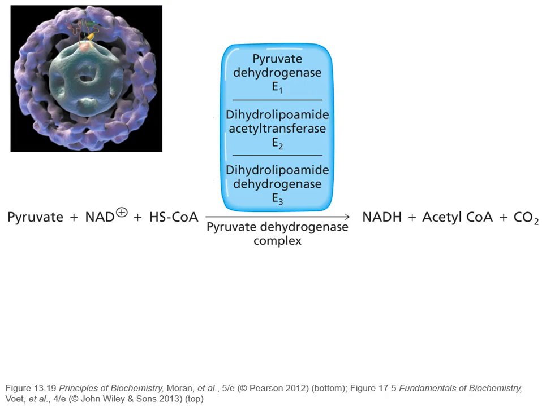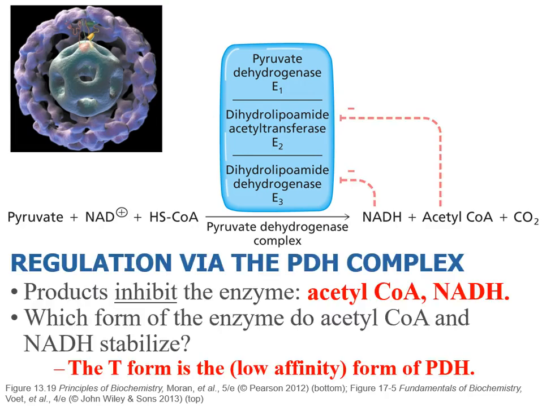And we have these three component enzymes of the large pyruvate dehydrogenase complex, which is shown in the upper left-hand corner. So we might be able to guess that the NADH and acetyl-CoA would be involved in product inhibition. So acetyl-CoA and NADH will stabilize the T form of the enzyme. So in the T form, the pyruvate dehydrogenase complex has a low affinity for the substrate. So this is an example of product inhibition.